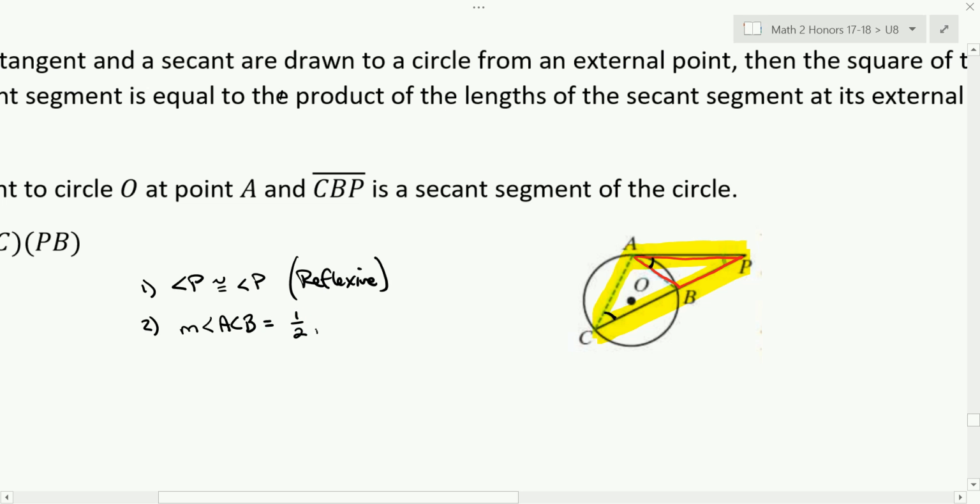Half of the measure of arc AB. Right? Because it is an inscribed angle. And if you go back and look at theorem 8.7, it says that the inscribed angles have to measure half the arc. What can you guys tell me about the measure of angle PAB?